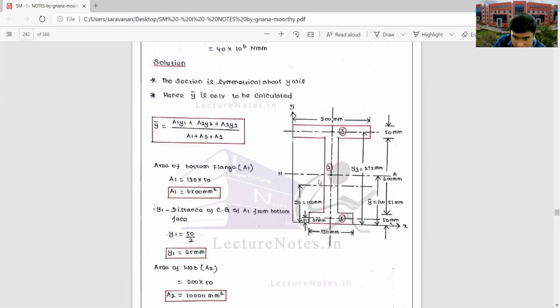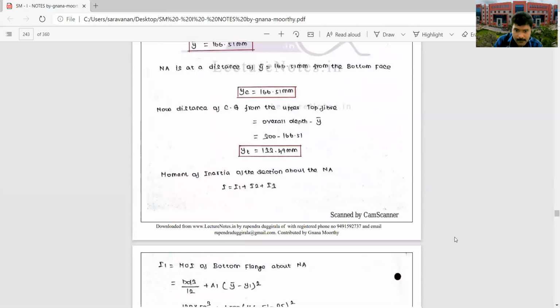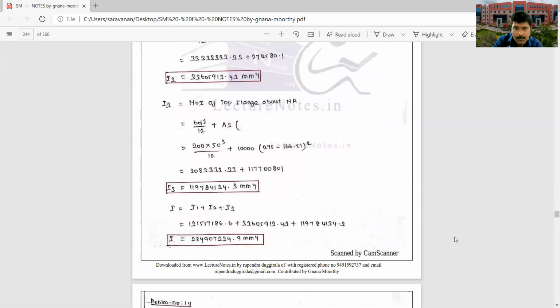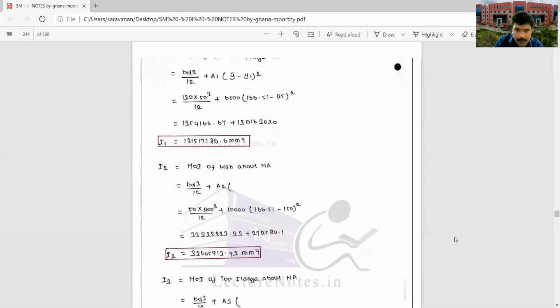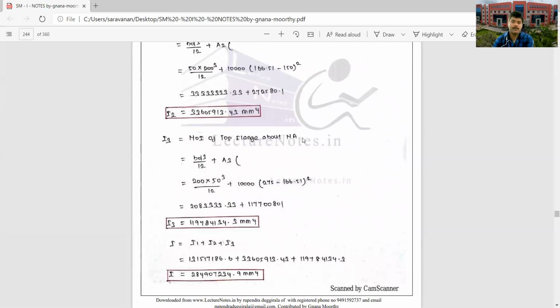So we need the distance between this half of the distance and the neutral axis. So the total 166.51 minus this 150. If you deduct, you will get this distance, right? That one is the whole square. So I2 here is bd cube by 12 plus A2 into 166.51 minus 150 the whole square.